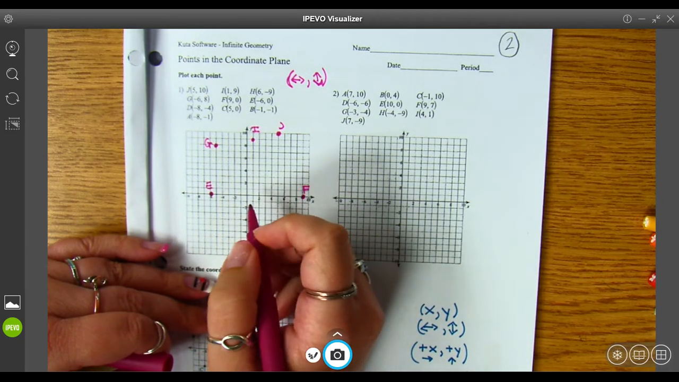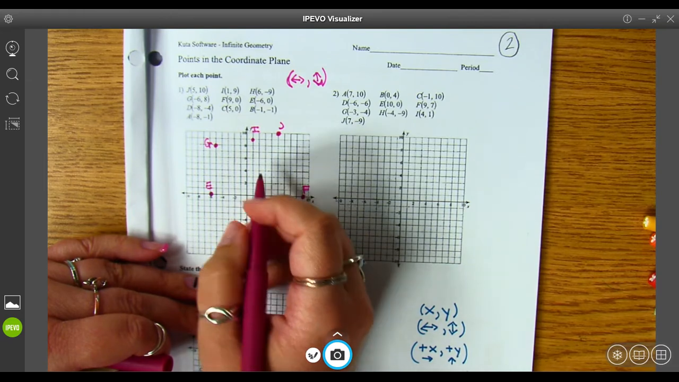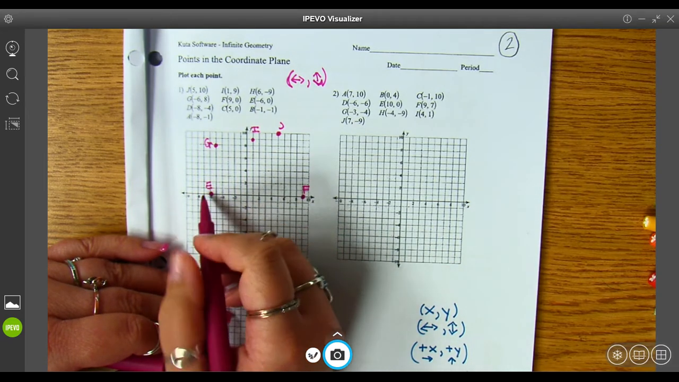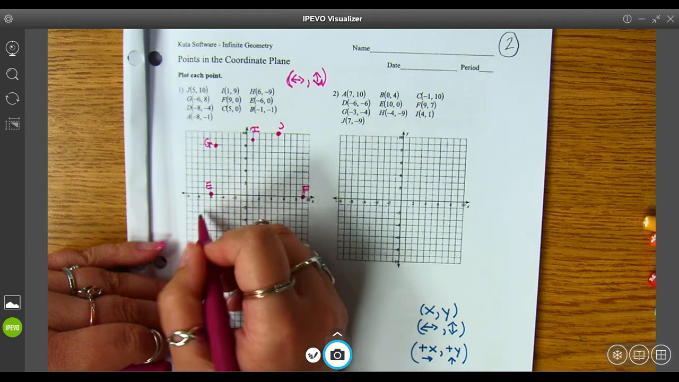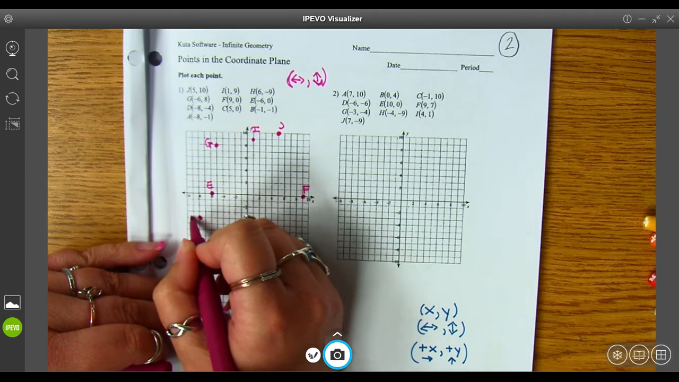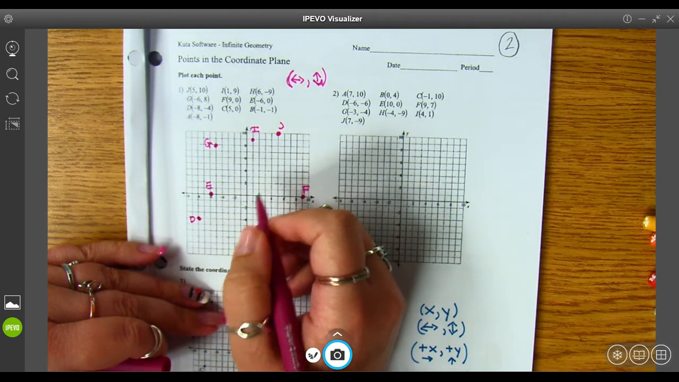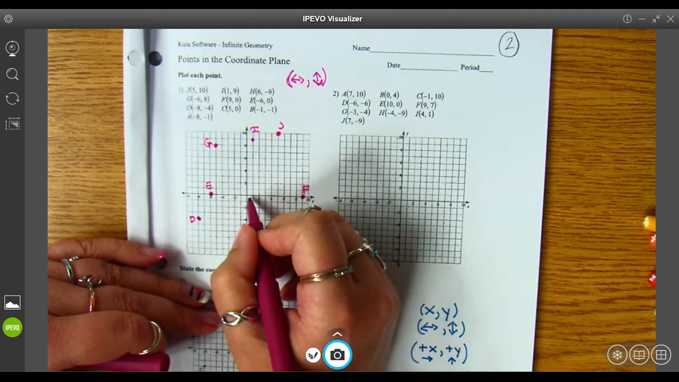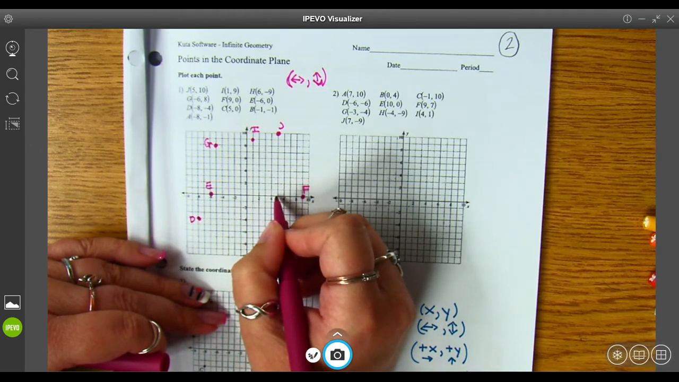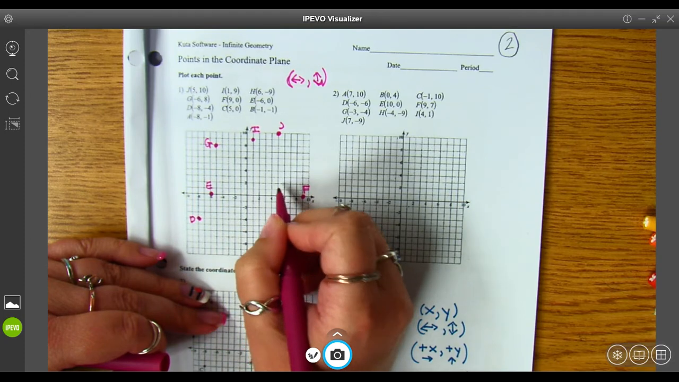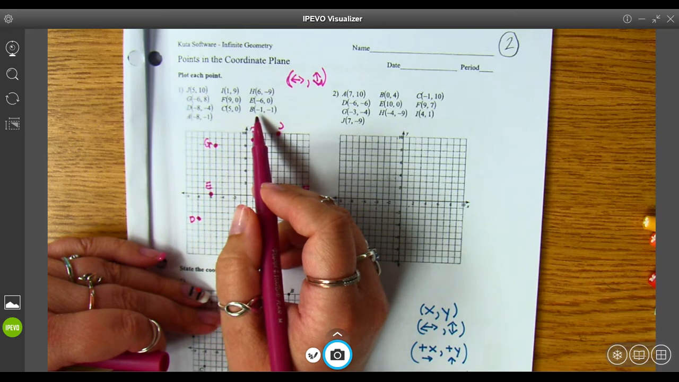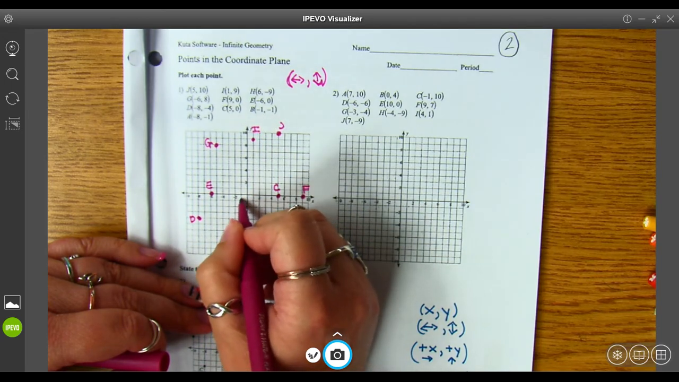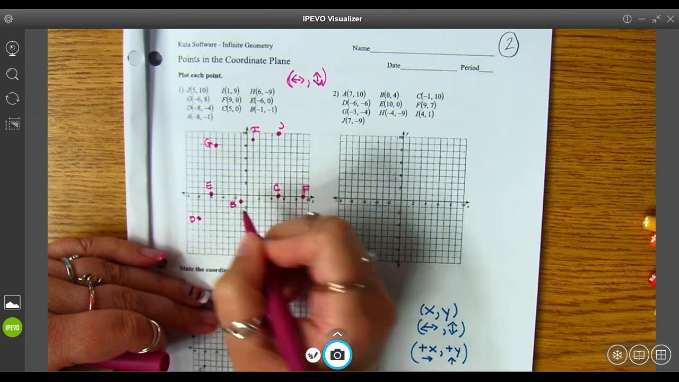Okay, negative 8, negative 4. If you haven't tried any, why don't you try that one? Hopefully you went to the left 8 because it's negative, and then down 1, 2, 3, 4 because it was negative 4. Okay, the next one, it's positive 5, so to the right 5, and then 0, so up nothing. Negative 1, negative 1. Well, it's left and down, so left 1, down 1. And that would be B.